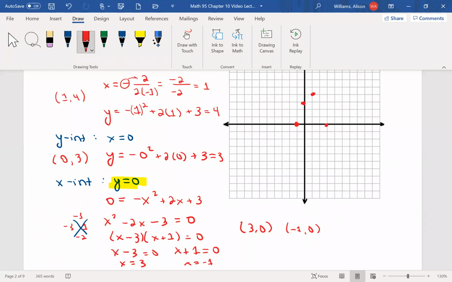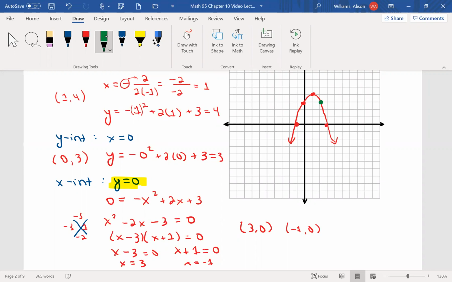3, 0 is here. Okay, I can see the symmetry around the vertex, and it's upside down. So I could kind of tell that this point right here, I'll do it in a different color, is probably the symmetrical point to that Y-intercept there. So I can just plot it.